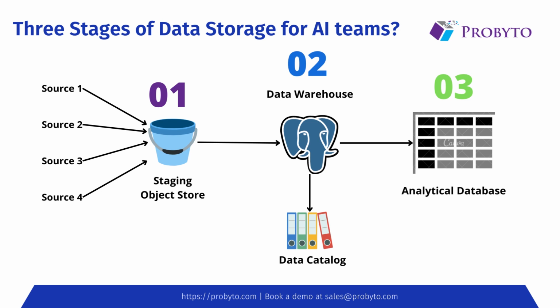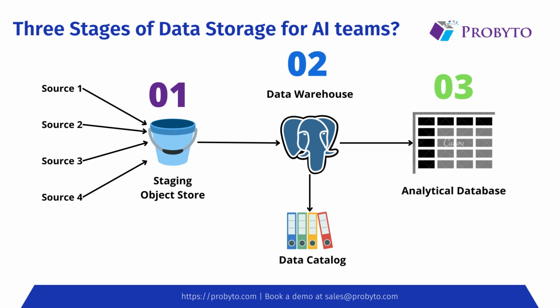So the staging area is a place where data brought from all different types of sources in different shapes and sizes is collected together. For instance, in the image that you see, source 1 could be Twitter, which will be emitting a JSON type of data. Source 2 could be a Postgres DB, which will be emitting data in table. Source 3 could be CSV files. Source 4 could be audio video files.